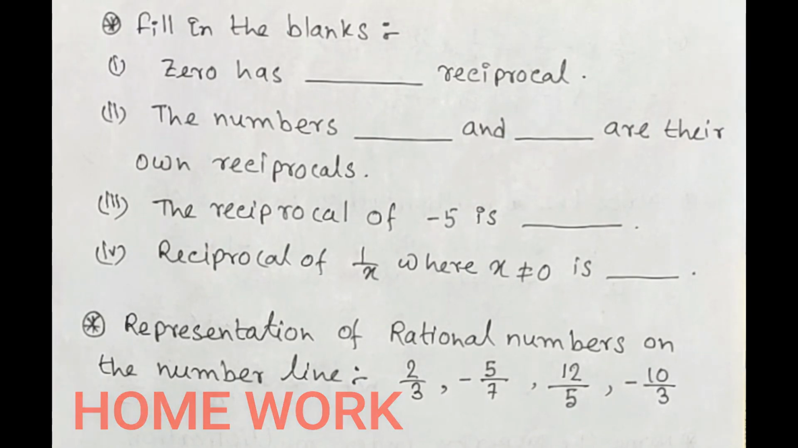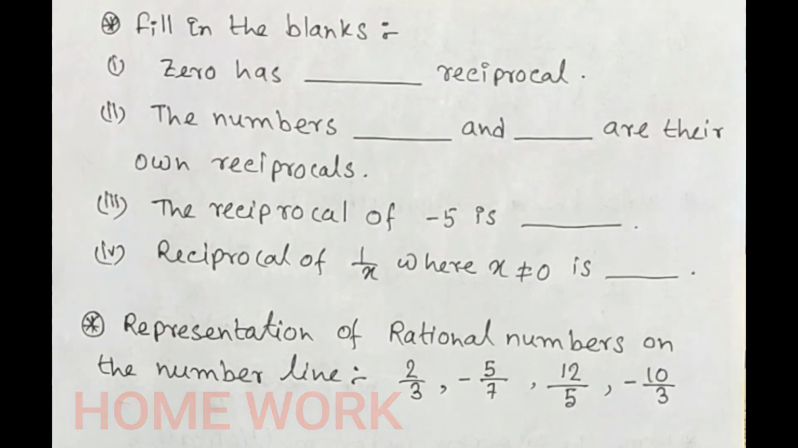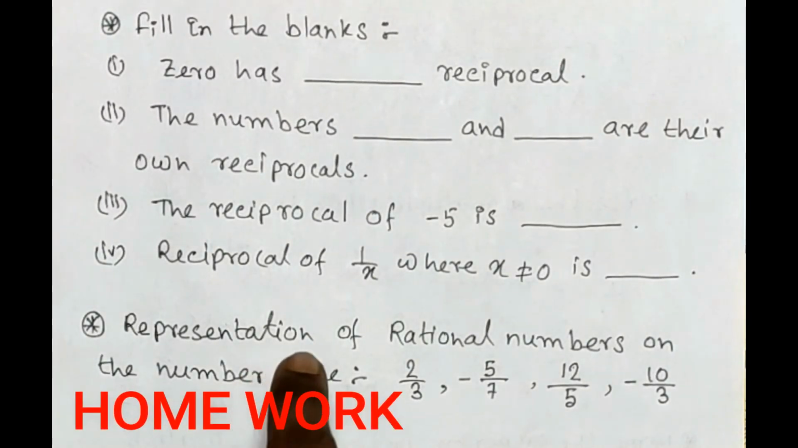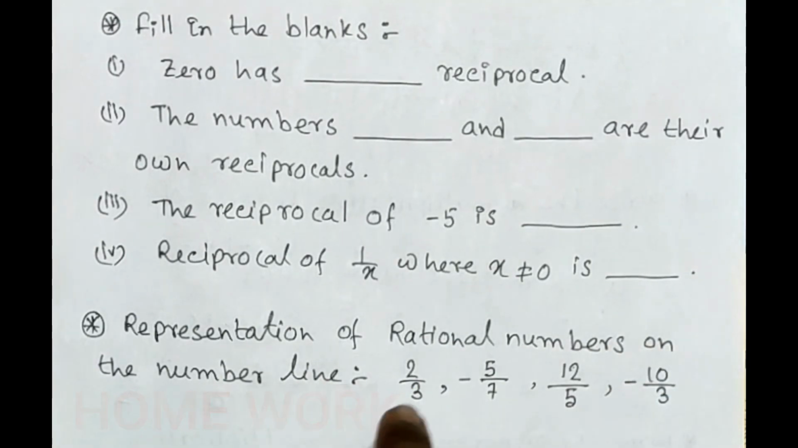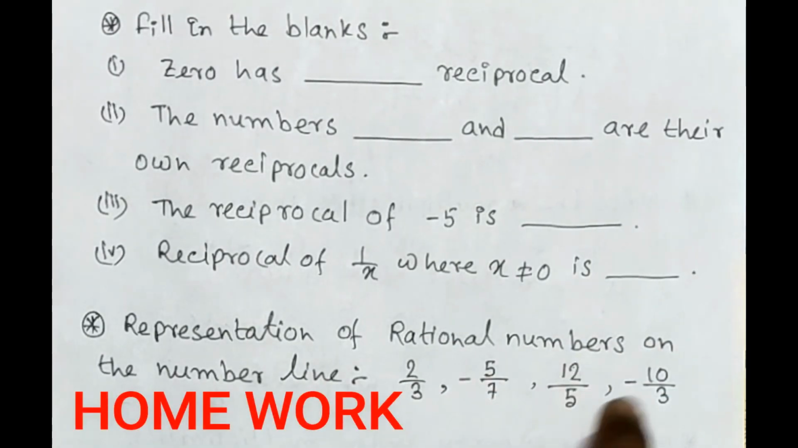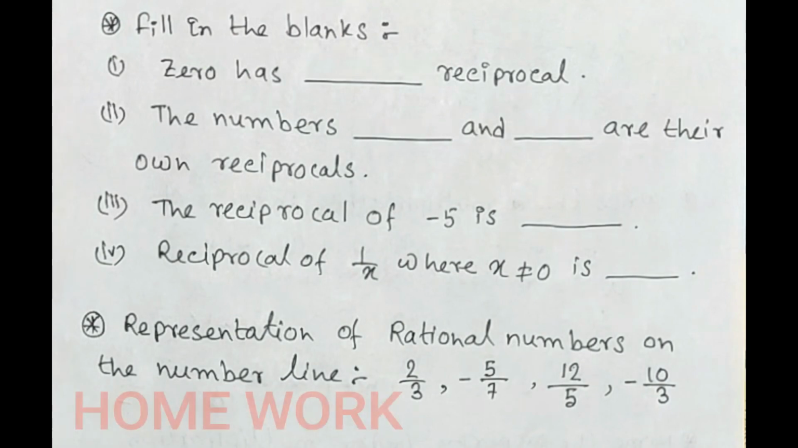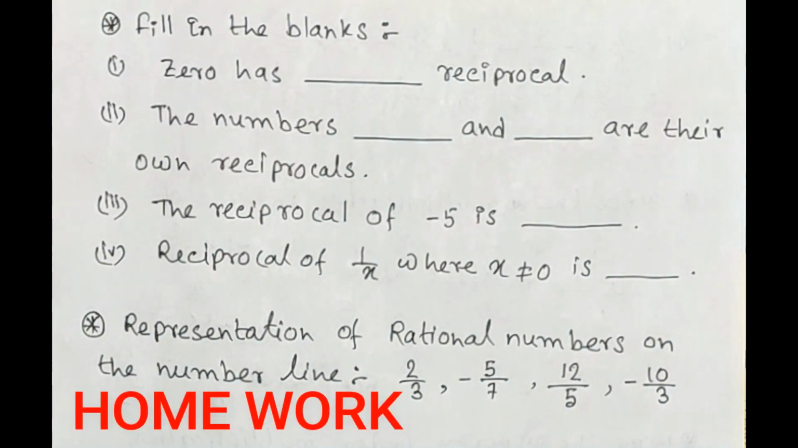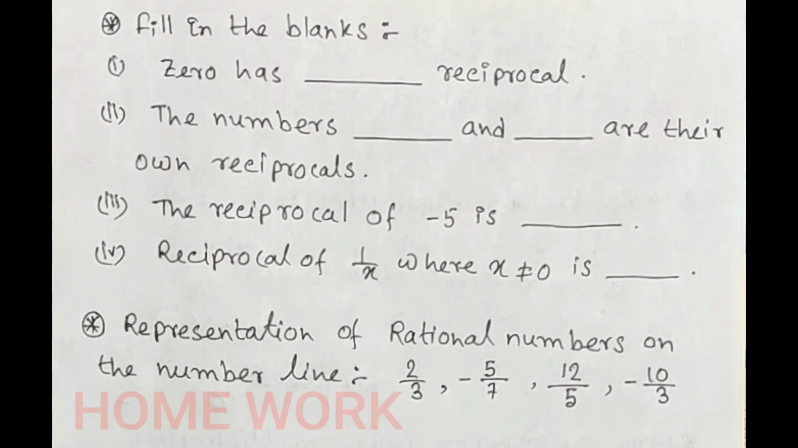And look at the screen. Here are some problems for your homework. Here there are 4 fill in the blanks, and another one, representation of rational numbers on number line: 2 by 3, minus 5 by 7, 12 by 5, minus 10 by 3. In the previous class, that is in class 7, you have already learned how to represent a number on a number line. So try yourself at home.